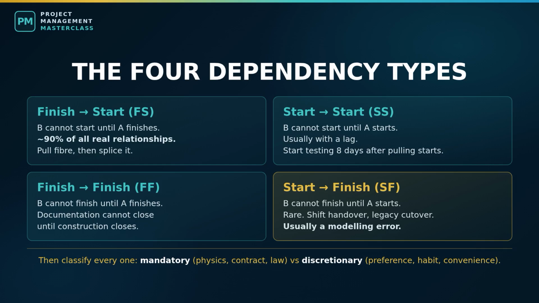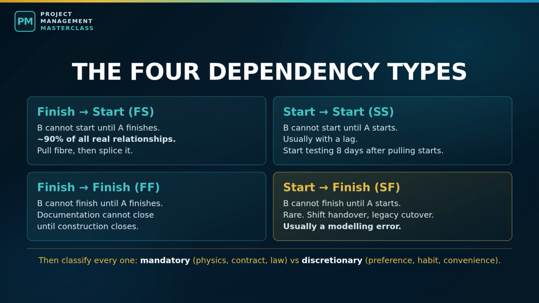Start to start. The successor cannot start until the predecessor has started. Started, not finished. Once trenching begins, quality inspection can begin alongside it. Inspection cannot lead the trenching, but it does not wait for all of it either. This is how you model work that genuinely runs in parallel but still has a natural order.